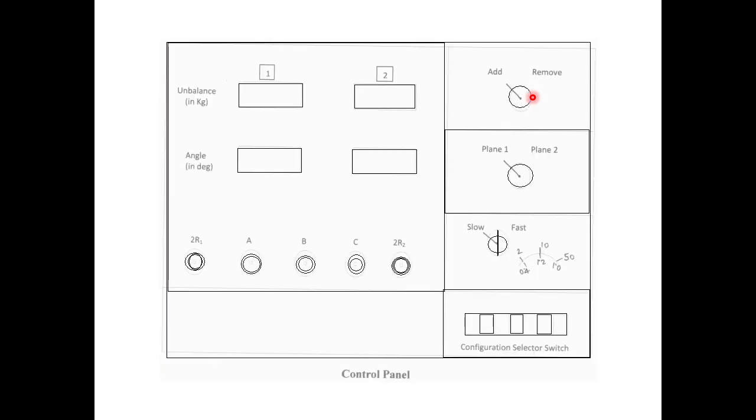There are two modes of operation. One is whether we will balance by adding mass. There is another way of balancing, and this is by removing some mass.